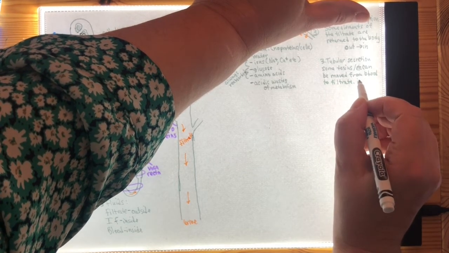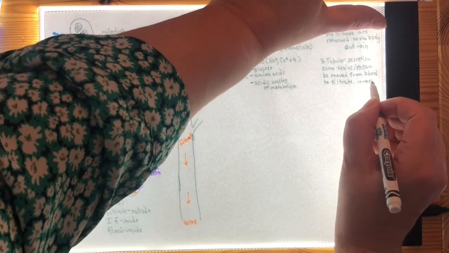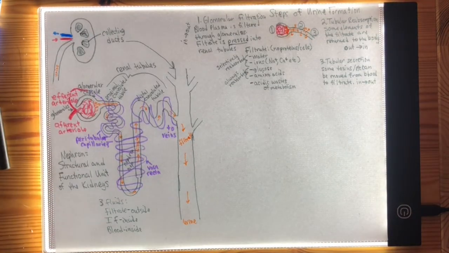So this is a situation where you're taking something from inside of the body and pushing it out into the filtrate, which allows it to leave the body. We're going to come across some examples of this. I'm not sure we'll specifically call it tubular secretion, but anything that is moving in that direction from the blood supply into the renal tubules, that would be tubular secretion.